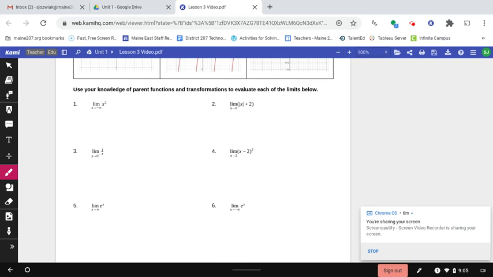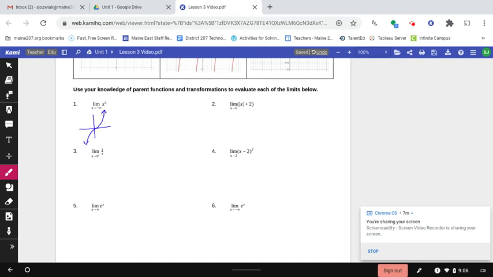So the directions say use your knowledge of parent functions and transformations to evaluate each of the limits below. Question 1 says the limit of x cubed as x approaches negative infinity. So I'm going to need to use my knowledge of what the graph of x cubed looks like in order to evaluate this limit. So I'm going to do a quick sketch. I know that x cubed looks like this. Well, that was a really bad sketch. Let's do that again. Sorry. That's a little bit better.